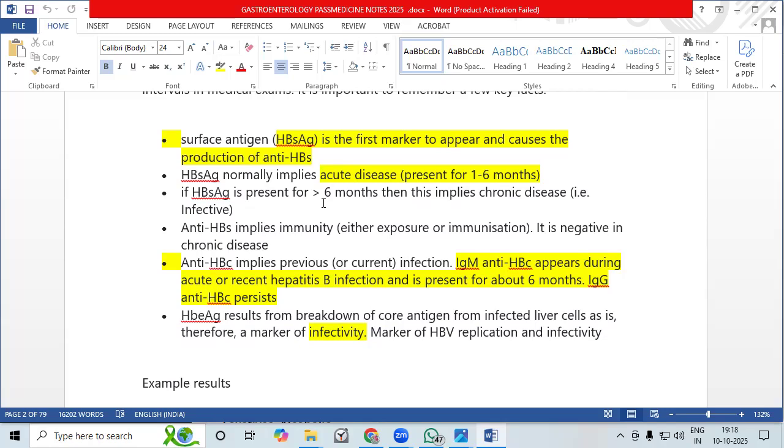Then it will define that there is some chronicity. Chronic, right? So we need 2 readings to define the chronicity of this. Is this clear? Okay.